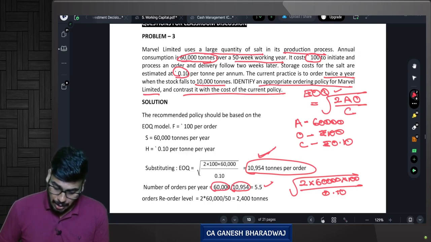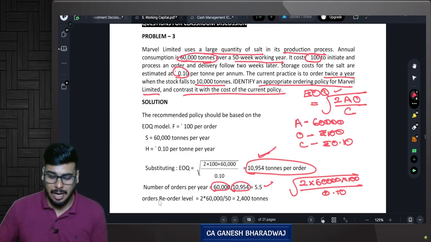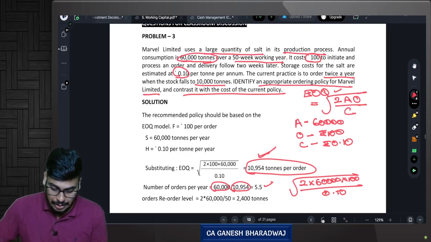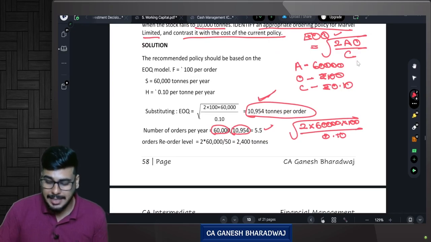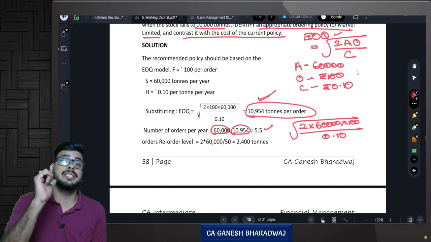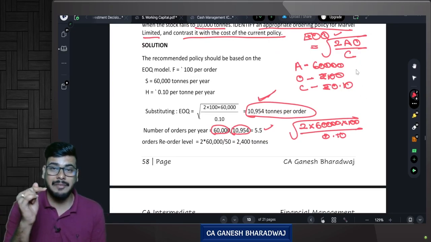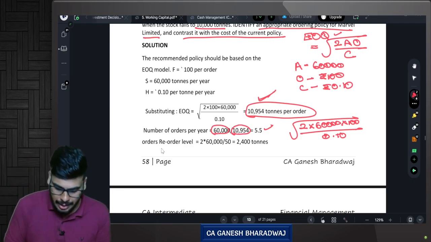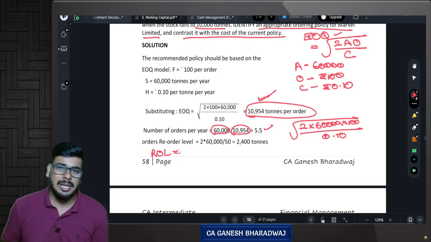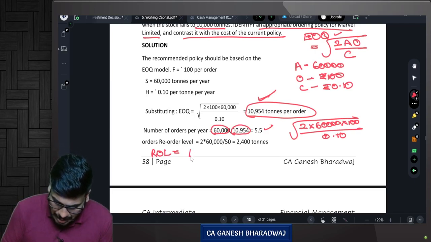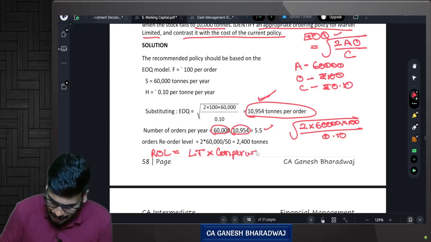Now, what is your reorder level? What do you mean by reorder level? Reorder quantity, that is EOQ, stands for how many kgs to order, whereas reorder level means when to order, correct? So reorder level is your lead time into consumption per day or per week of lead time, correct?